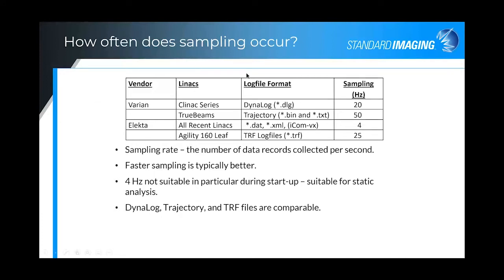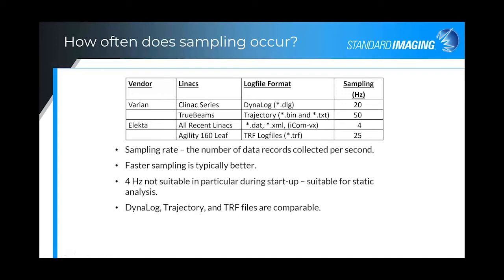So next, how often does this sampling occur? All of the parameters listed in the previous slide, with the exception of the fluence, are directly logged at a uniform frequency. The sampling rate, meaning the number of data records per second, varies for the different log file types. The older Varian LINAC series samples at 20 records per second and saves Dynalog files. The Varian TrueBeam samples at 50 records per second and saves trajectory log files.